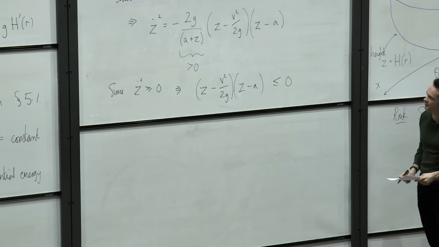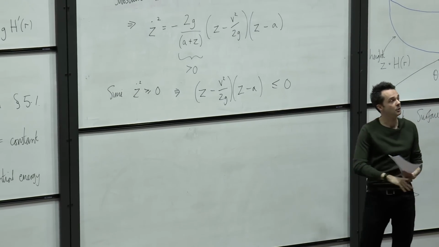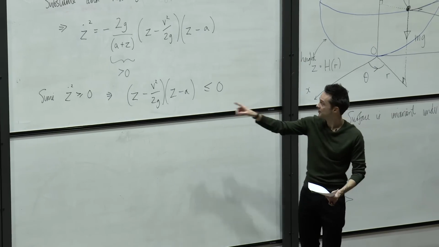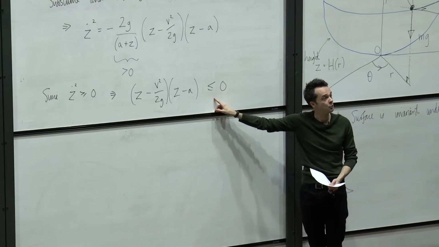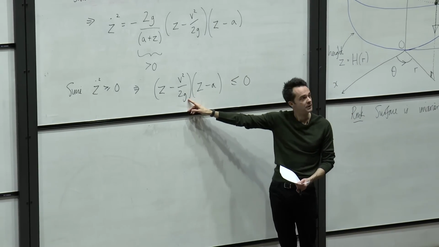So we deduce this is less than or equal to 0, and this is a quadratic in z. It looks like this if you sketch it. And if it's less than or equal to 0, then you must lie between the two roots of the quadratic, and that's z equals a and z equals v squared over 2g.